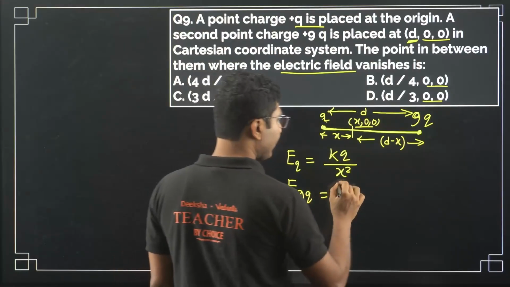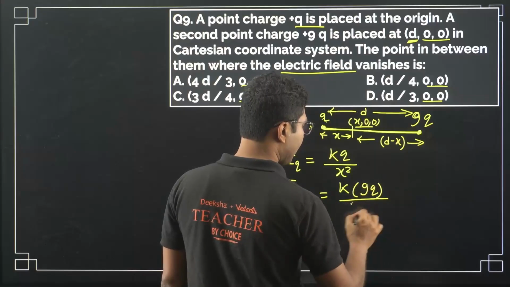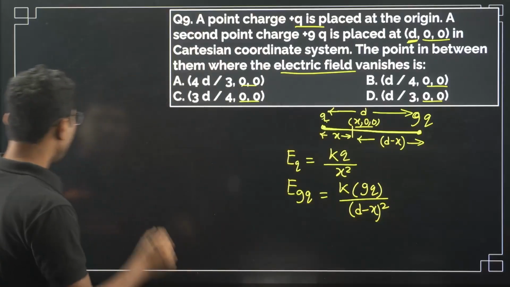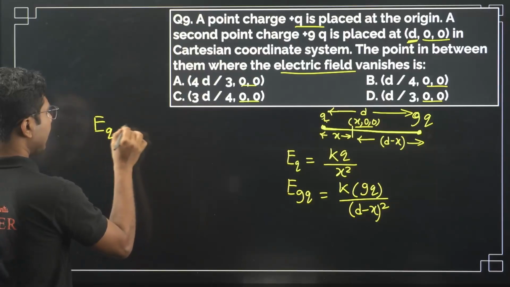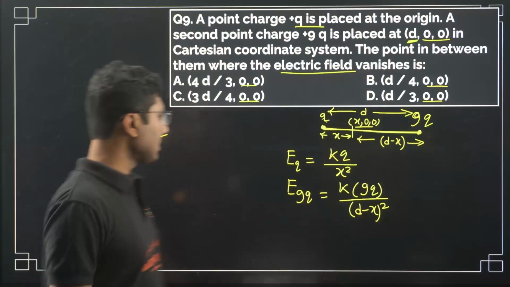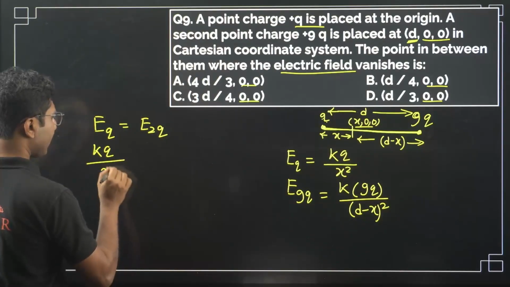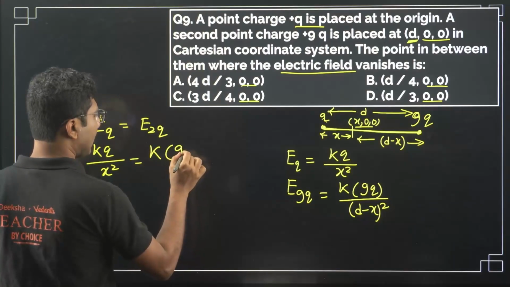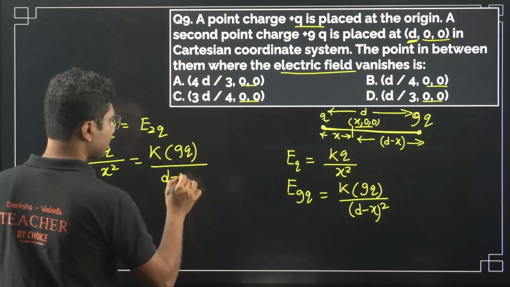Electric field due to 9q is k 9q divided by d minus x whole square. Now if the net electric field is 0, that means Eq must be equal to E9q. So just compare these two. K small q divided by x square equals K 9q divided by d minus x whole square.